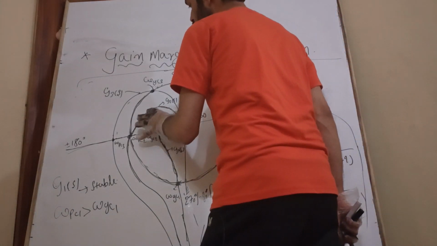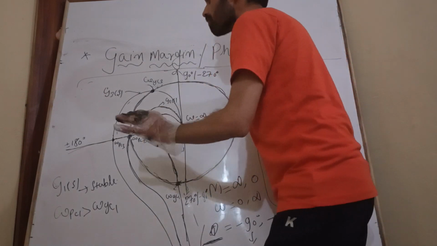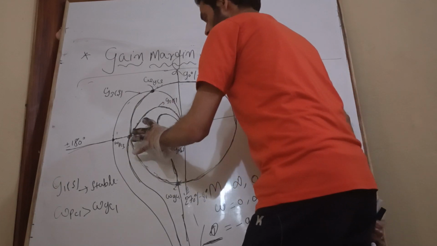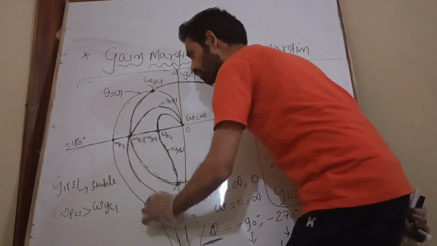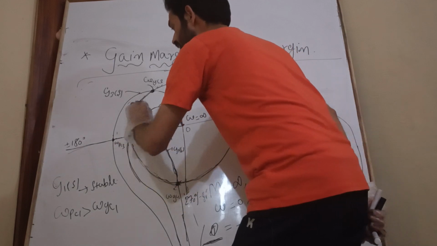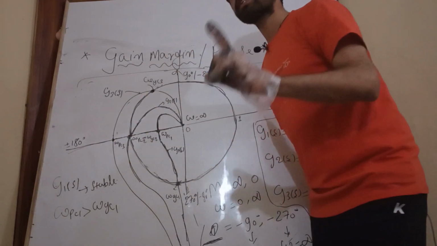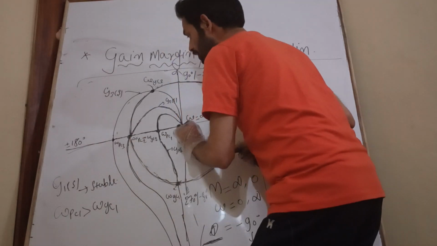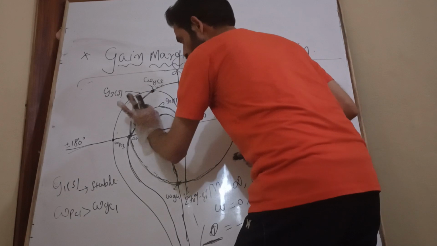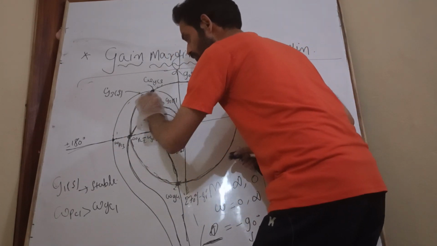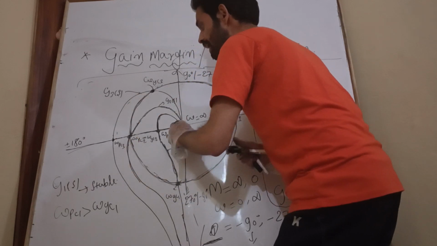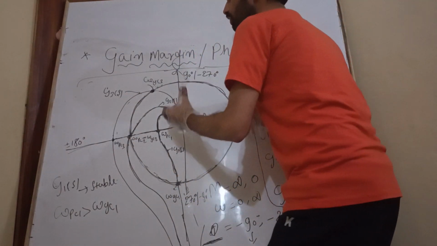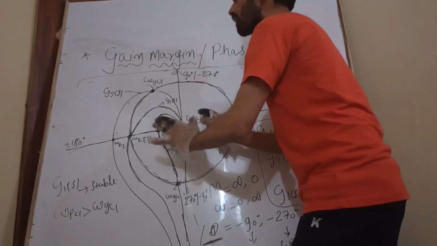So what is the condition for a marginally stable system? The condition for the system to become marginally stable is that when the Nyquist plot of the system cuts the unit circle as well as the real axis at the same point, then we can say that the given system is marginally stable.